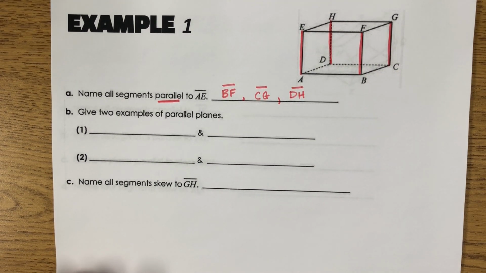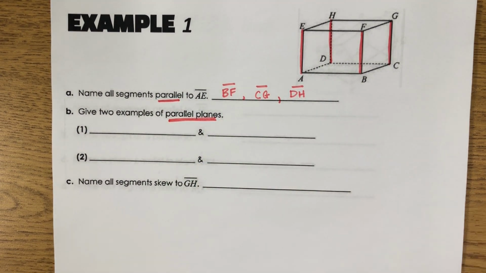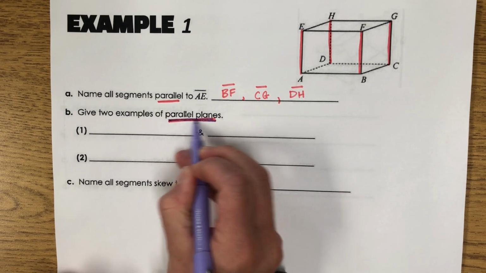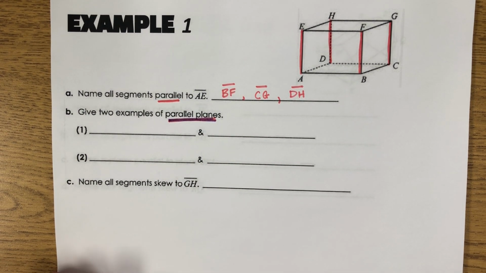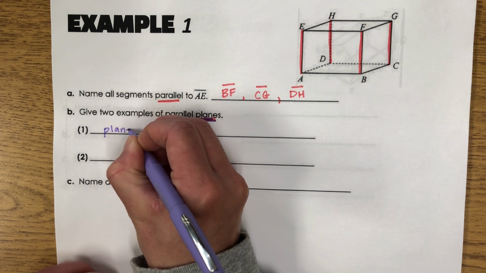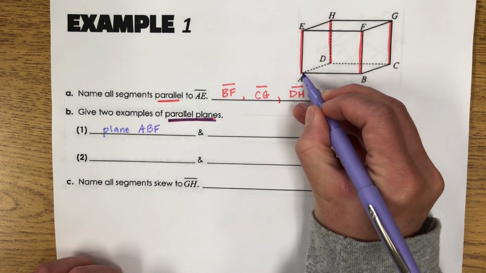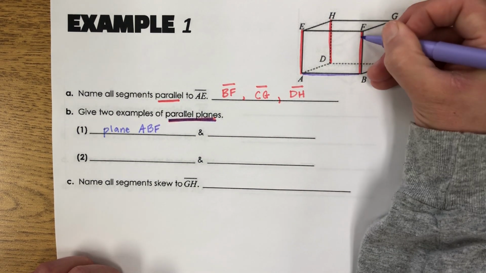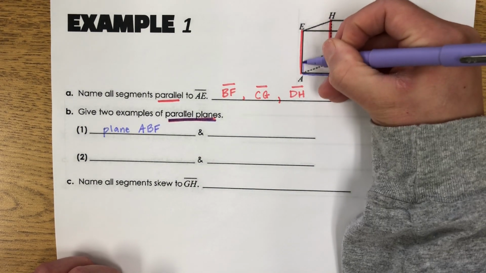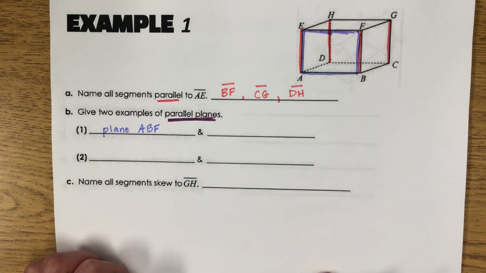So now let's give 2 examples of parallel planes. So let's use a different color. I'm going to use purple. Parallel planes. Remember, a plane is a 2-dimensional figure. So in this case, they give us plane ABF. The way we denote that is by writing plane and then the 3 letters ABF. So it would be this plane here. So be A to B to F, okay? We're overlapping a little bit with the other one, but that's okay. So that's going to be our first plane we'll look at.